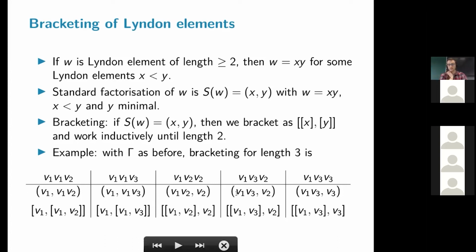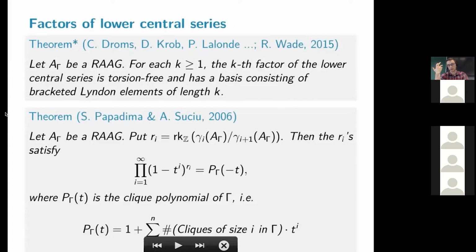And similar reasoning you can apply for the other Lyndon elements. So this gives us 5 Lyndon elements with a bracketing based on our graph. And then finally, the main result is that for any right-angled Artin group A gamma, and for any k, the kth factor of the lower central series, so gamma k modulo gamma k plus 1, is in fact a torsion-free abelian group, and it has a Z basis consisting of bracketed Lyndon elements of length k.